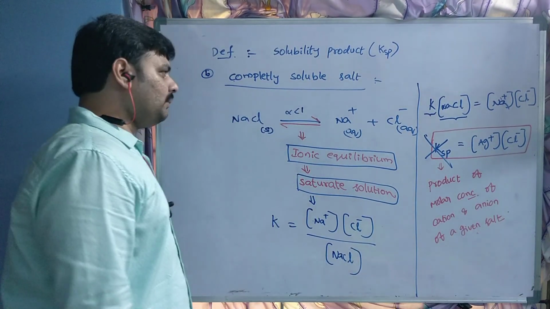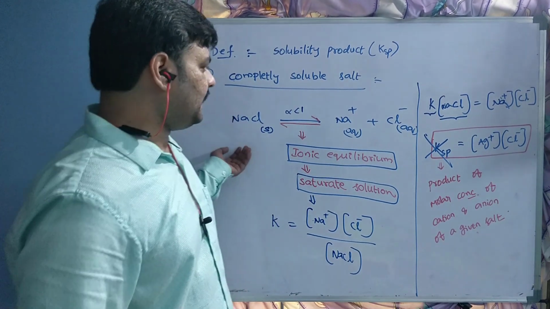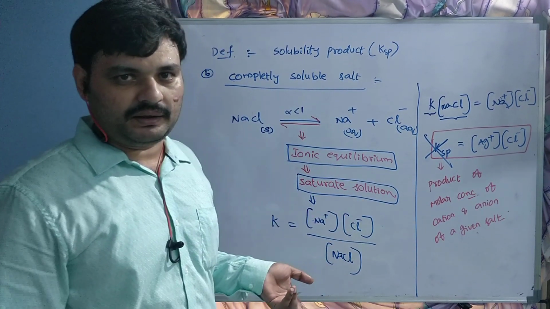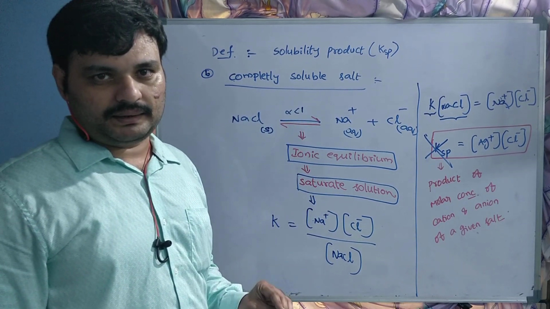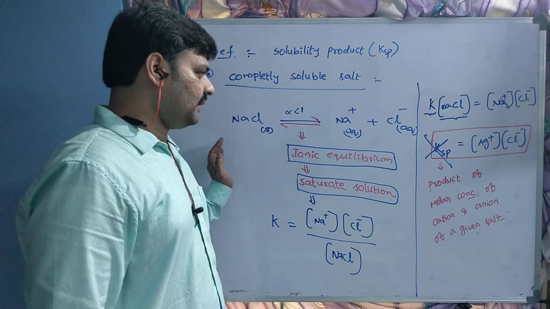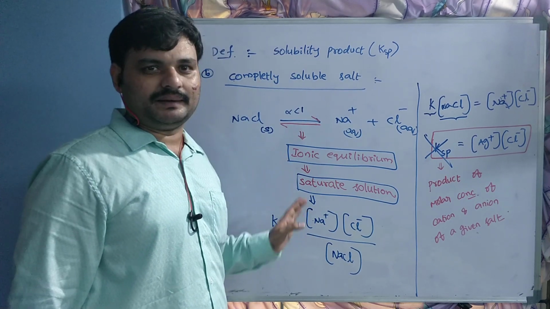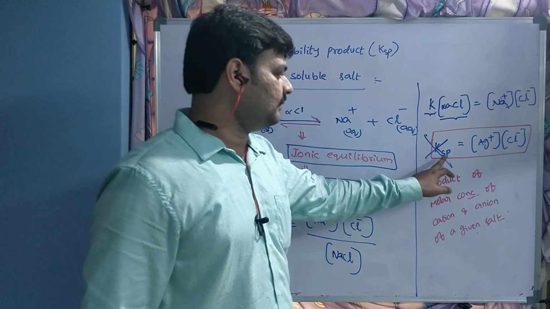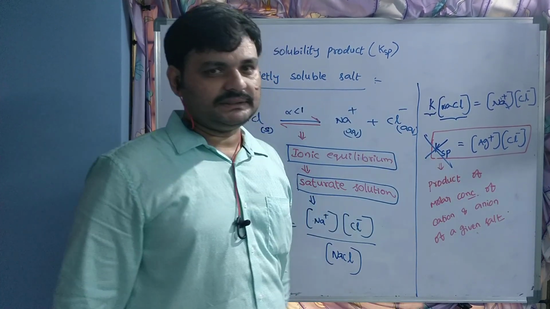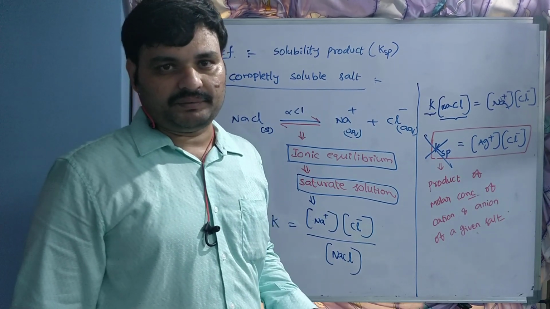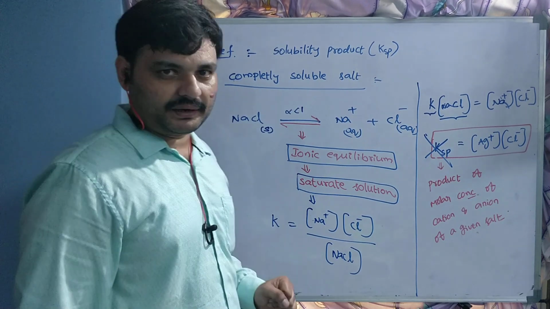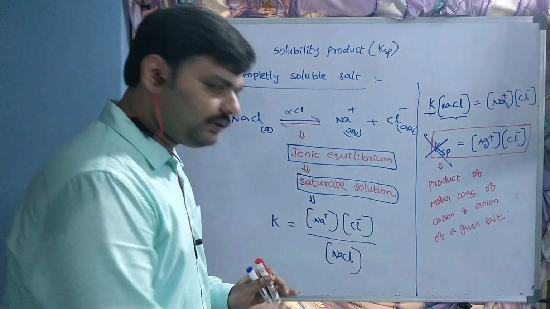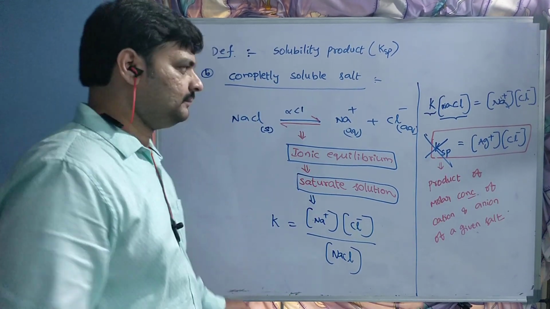Okay? So solubility product is there for both NaCl and AgCl, both for completely soluble salt and sparingly soluble salt. For both the salts, the solubility product KSP value is possible to calculate. But in the case of a completely soluble salt, this is insignificant. There is no matter of importance. Okay? That is the definition of solubility product. Right. Now we can go to the applications of the solubility product.